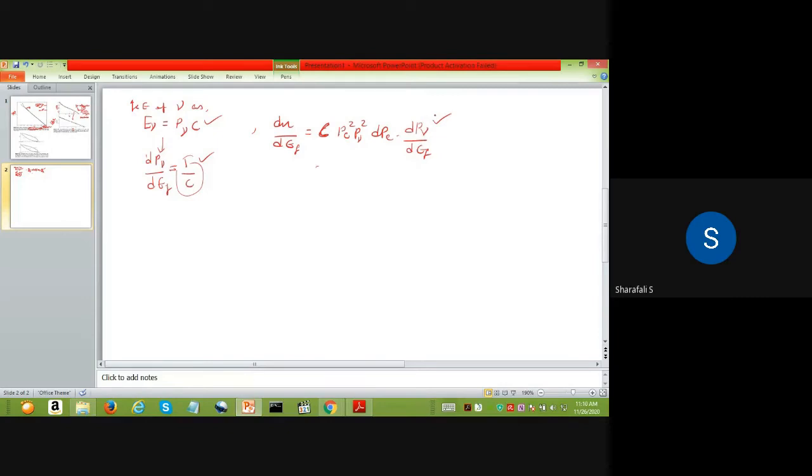If we consider that, what we did earlier, we didn't consider that energy. We considered only the kinetic energy of the neutrino, and we derived dp_nu by dE_f will be 1 by c, and we substituted that in here, and we calculated it like c times p squared times dp_e times 1 by c, and we took all these constants with some other factor. So this is what we did in that derivation.